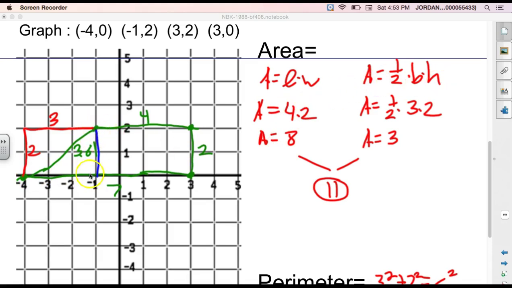So we do 1/2 the base, which is 1, 2, 3, times the height, which is 2. 1/2 times 3 times 2. When you multiply those together, you should get 3 for the area of the triangle. And so then you add the 2 pieces together to get the area of the whole figure, which is 11.